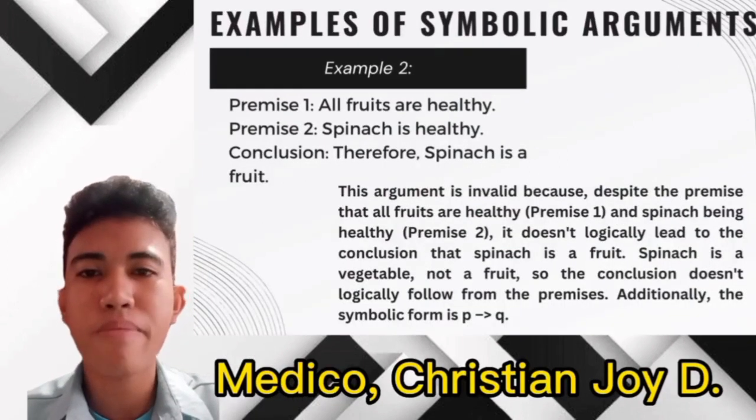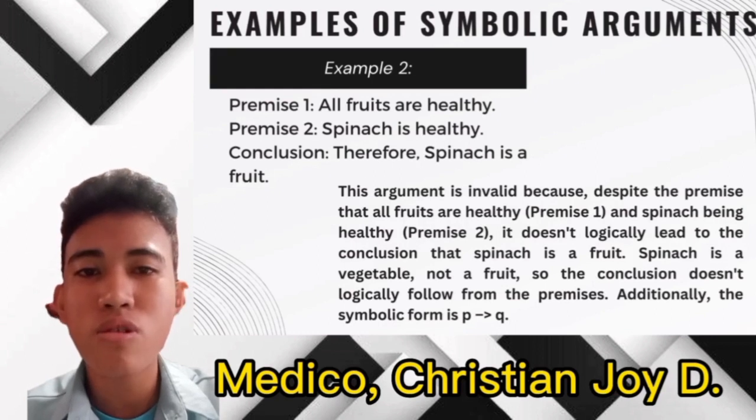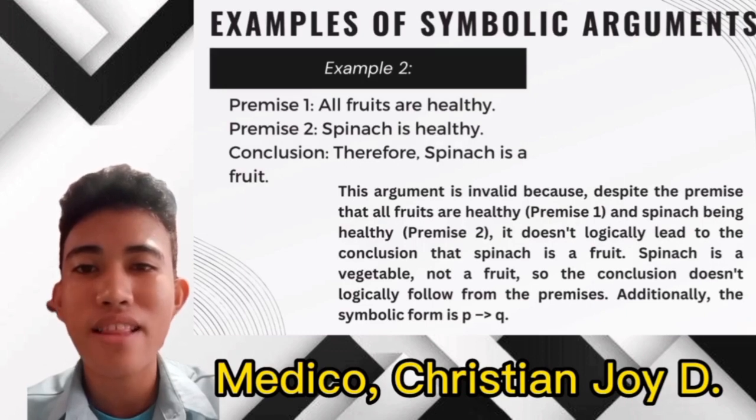Example 2: premise 1, all fruits are healthy. Premise 2, spinach is healthy. Conclusion, therefore, spinach is a fruit. This argument is invalid because despite the premise that all fruits are healthy and spinach being healthy, it doesn't logically lead to the conclusion that spinach is a fruit. Spinach is a vegetable, not a fruit. So the conclusion doesn't logically follow from the premises. Additionally, the symbolic form is if P then Q.